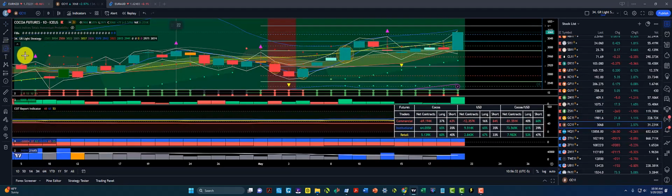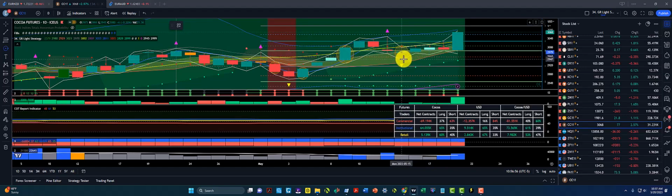Cocoa futures have been kind of on a tear. They've been doing really good. No significant crowding out either way. Kind of more towards the long side, but there are significant processing requirements now with cocoa. So it's interesting that the costs have been going up for cocoa.